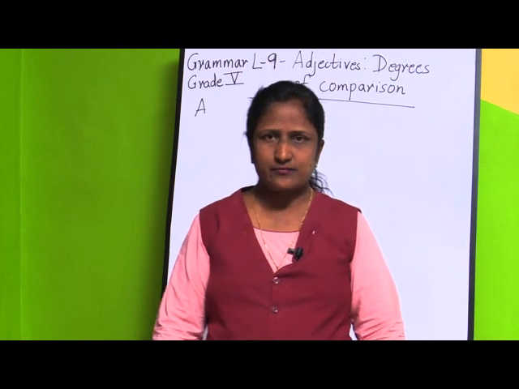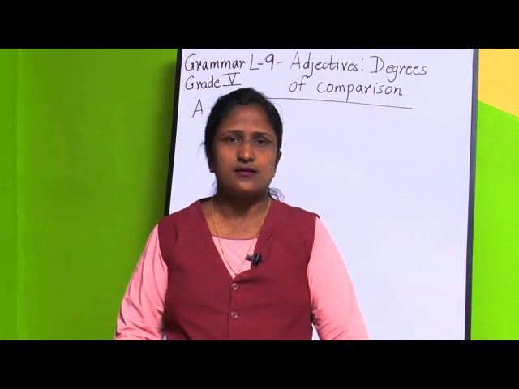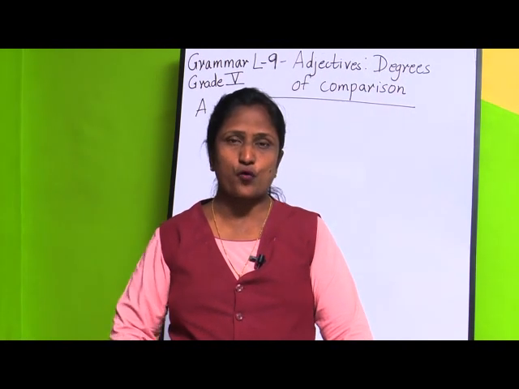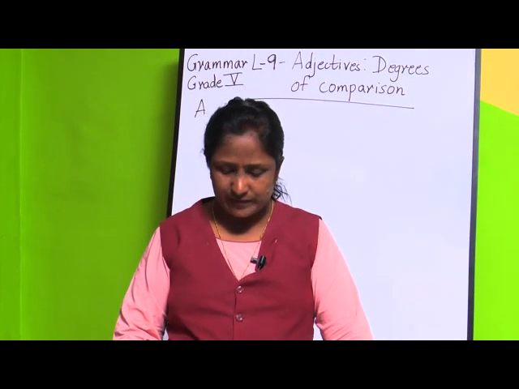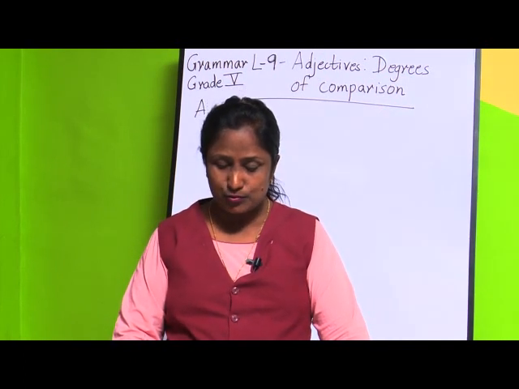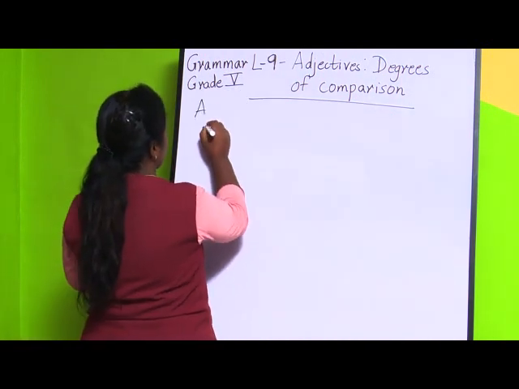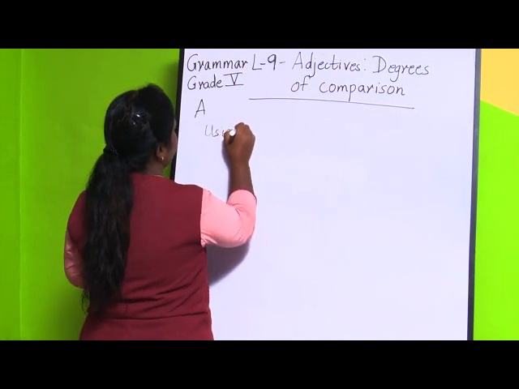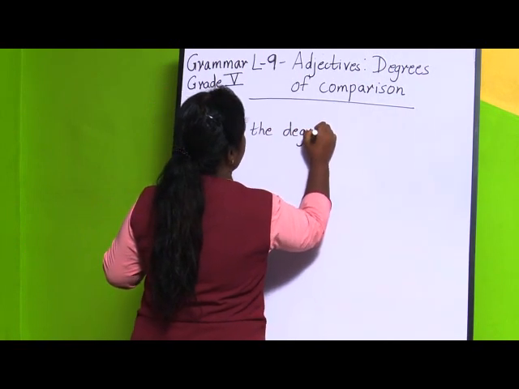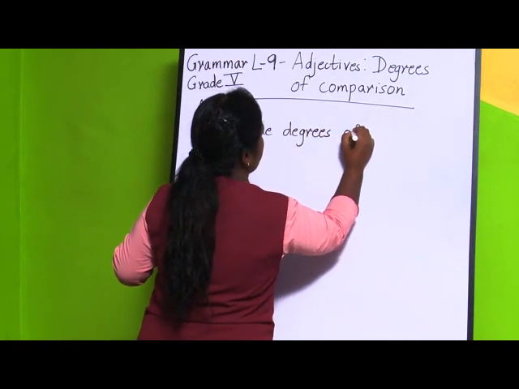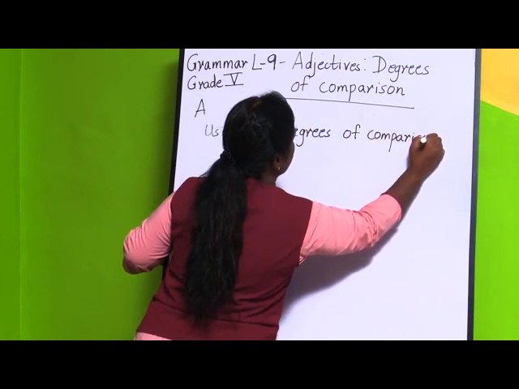See children, we have completed the degrees of comparison, and we have also seen the rules of how we are going to form positive to comparative and comparative to superlative degree. Now we will be moving to the next part, that is using the degrees of comparison. How are you going to use the degrees of comparison?